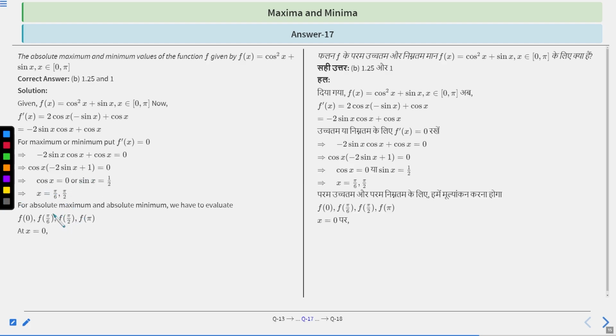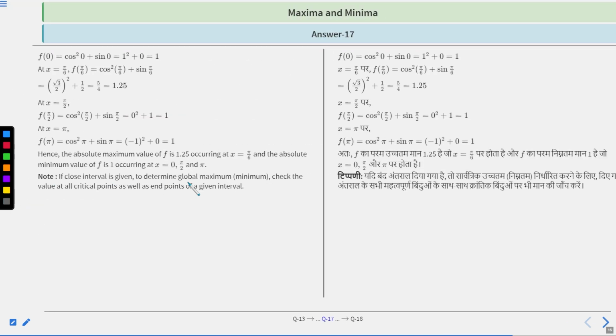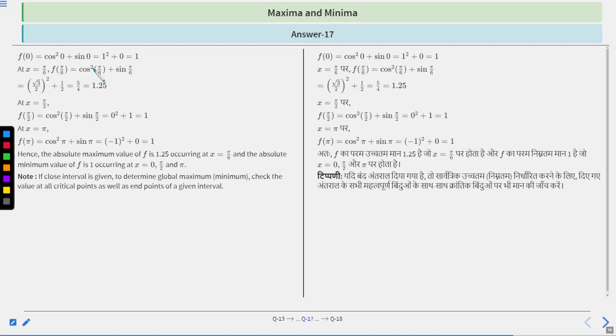Clear? Now for absolute maximum and absolute minimum, we have to evaluate f(0), f(π/6), f(π/2) and f(π). Clear? Now at x = 0, f(0) will be cos²0 + sin 0, which is equal to 1. Now at x = π/6, f(π/6) = cos²(π/6) + sin(π/6), which is (√3/2)² + 1/2, which after calculation you will get 5/4, which is 1.25.